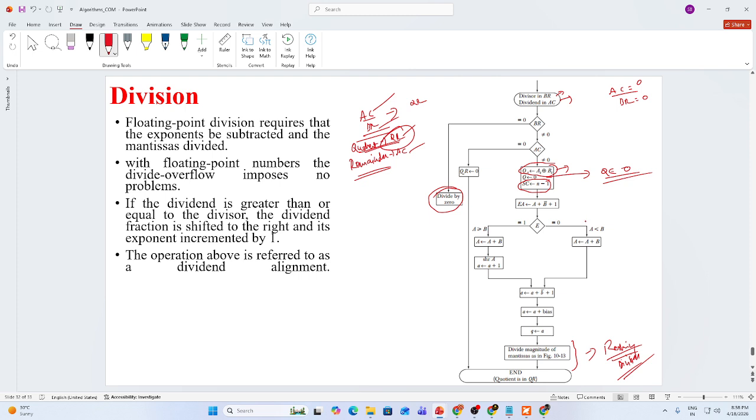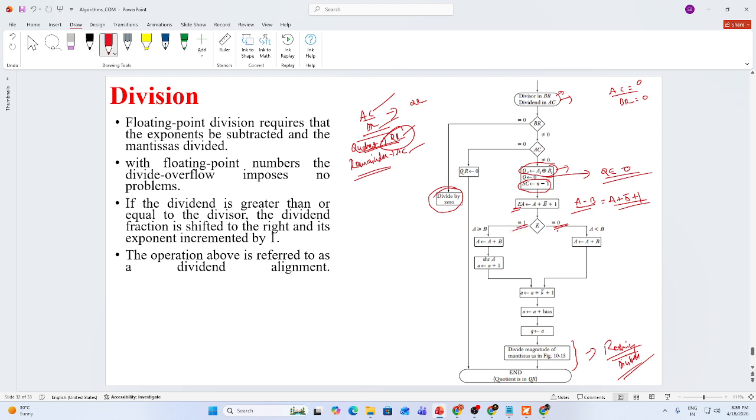So detect the overflow. How to detect the overflow? Just perform A minus B. So I perform A plus B bar plus 1. Now based on the end carry, if the end carry is 0, there is no overflow. But if the end carry is 1, there is an overflow.